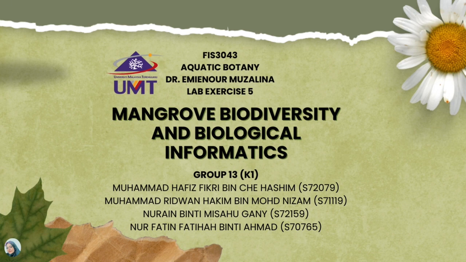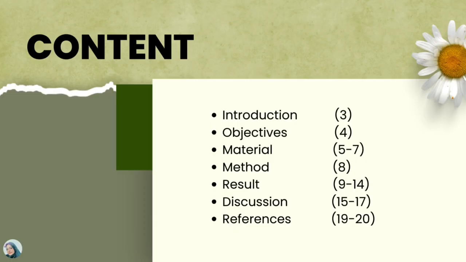For this lab exercise 5 on mangrove biodiversity and biological informatics, we are from Group 13 from K1: Muhammad Hafiz Fikri bin Syed Hashim, Muhammad Ridwan Hakim bin Muhammad Nizam, Nurain binti Mishaw Ghani, and Nur Fatin Fatihah binti Ahmad. For this lab report, we will explain the introduction, objectives, materials, method, results, and discussions about the true mangrove and associate mangrove samples that our group has done.